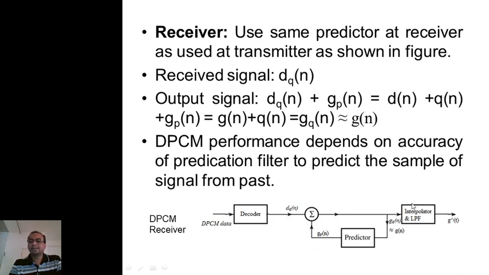I cannot remove this quantization error anyway. There is no reverse of the quantization. So I will pass it to the interpolator and low pass filter to generate the analog signal back, that is the reconstructed signal g^(t), which is g cap t. So in this way, by using the same predictor at the transmitter and receiver, we will be able to recover the signal back. So this is the DPCM transmitter and DPCM receiver.